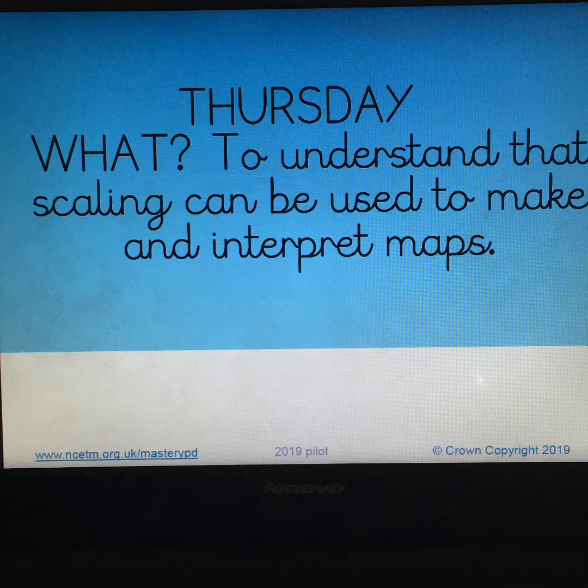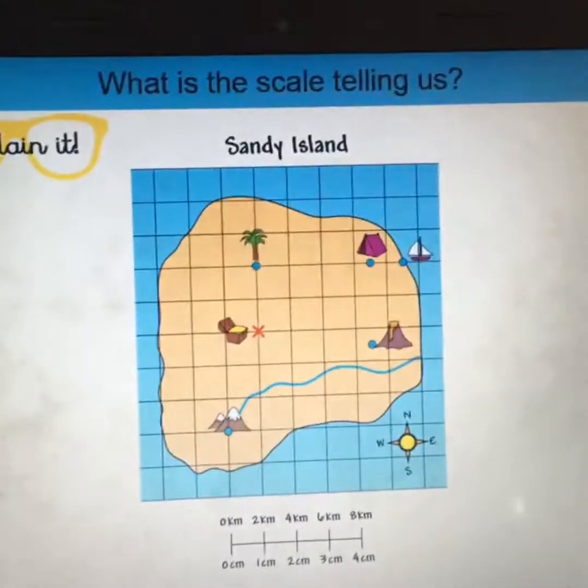We're now going to use ratio. Today we're going to use ratio to look at maps and scales on a map to work out what a map would represent in real life. And then tomorrow we're going to have a look at scale but using shapes. Nice and easy, let's get started.